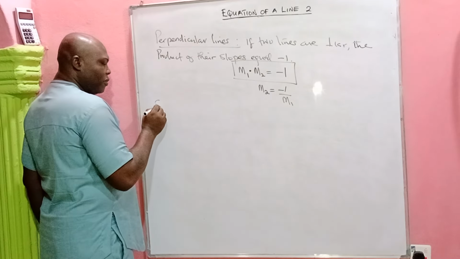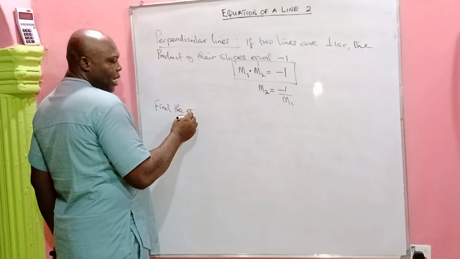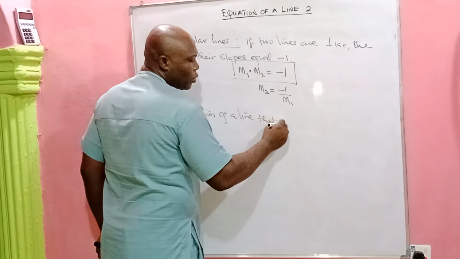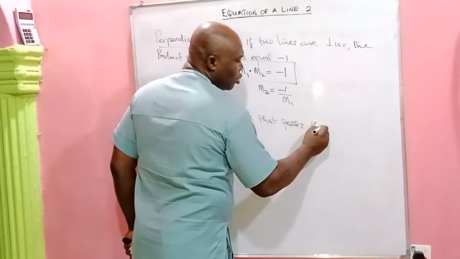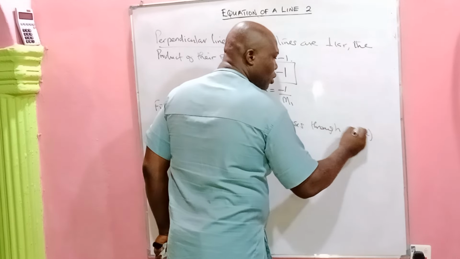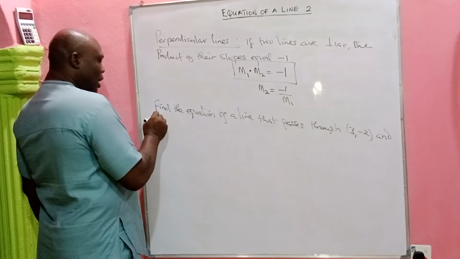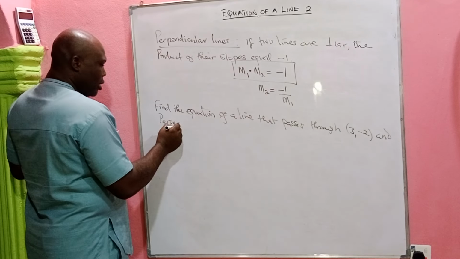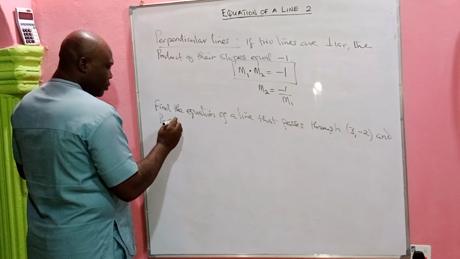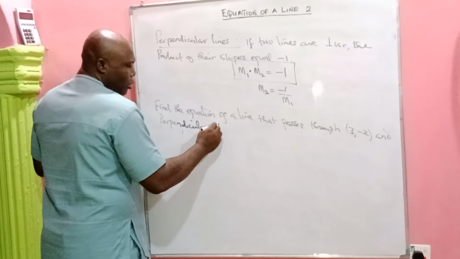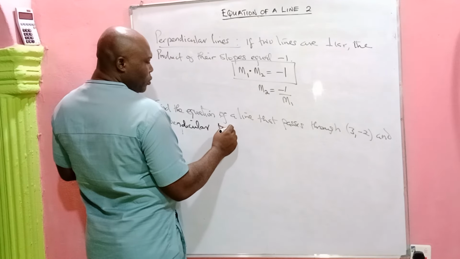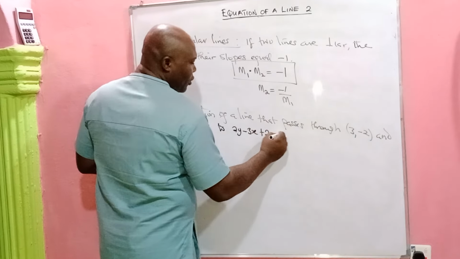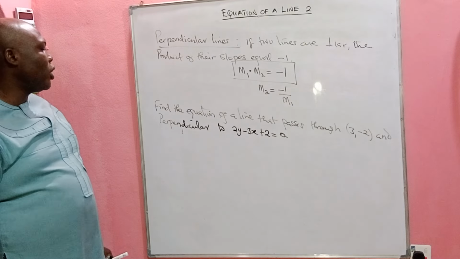Alright, that's for perpendicular lines. So they can say, find the equation of a line that passes through, let's say, 3 and minus 2, and perpendicular to another line, maybe perpendicular to 2y minus 3x plus 2 is equal to 0. Okay, so we want to find the equation of a line that passes through this point and is perpendicular to this.